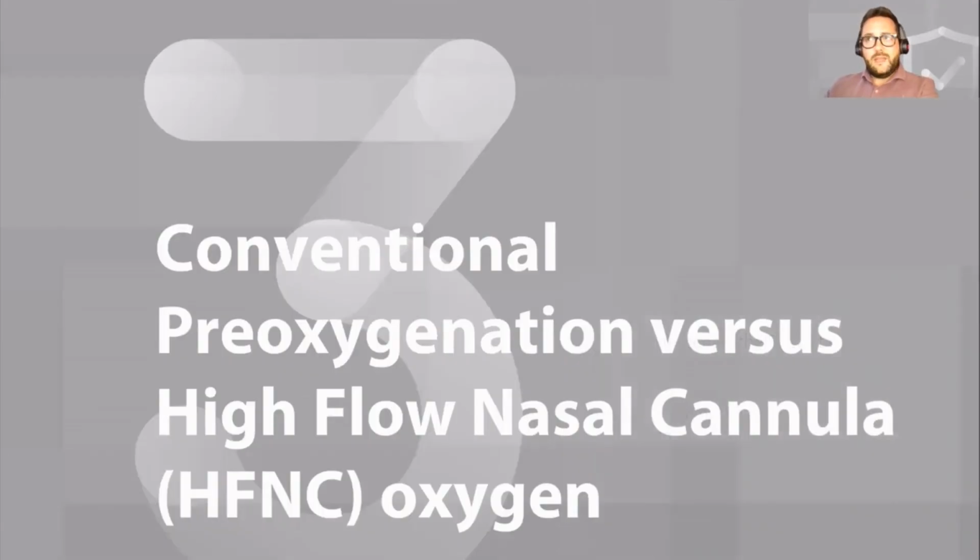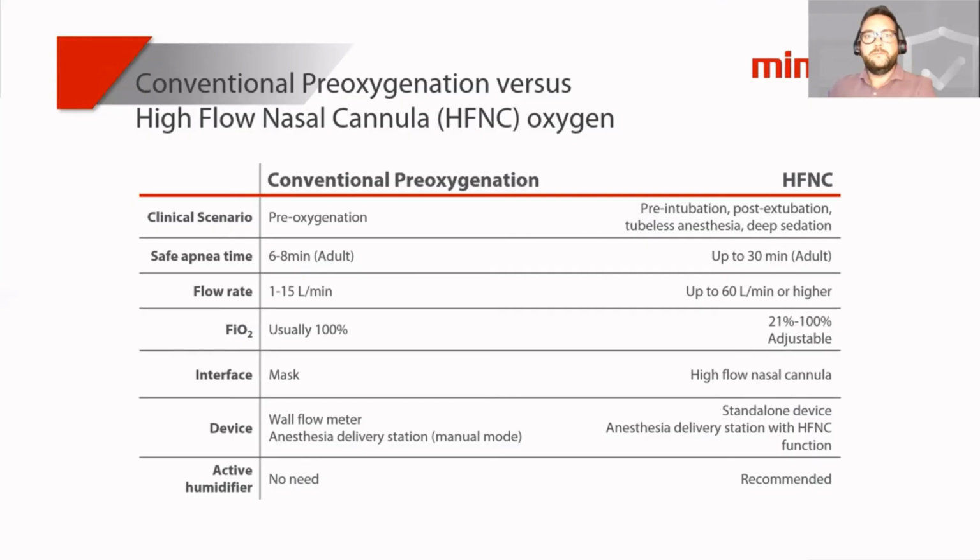So let's see now which are the main challenges of using conventional pre-oxygenation and how that compares to the high-flow nasal cannula oxygen delivery. Conventional pre-oxygenation aims to achieve a pre-oxygenation status before an anesthetic procedure, but the delivered flow is limited to up to 15 liters per minute. That, added to the fact that the mixing with room air can decrease the alveolar FiO2, allows an apnea time of up to 6 to 8 minutes in adults.